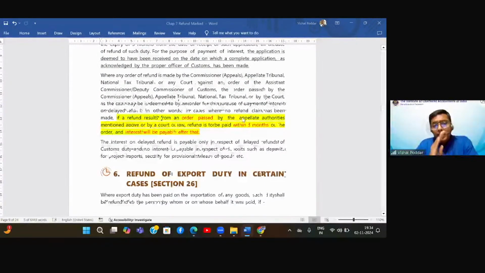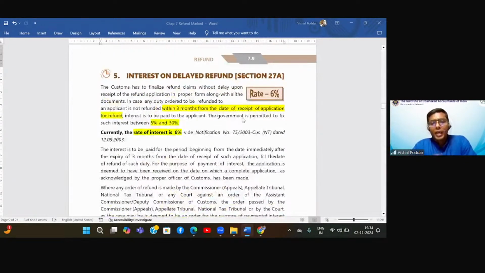Fine, students. With this, we complete the procedural part provided in Section 27. Anybody has any doubts? We studied the procedural part, the time limit, and the relevant date, how to count the time limit in special cases. Then we studied the principle of unjust enrichment and the Mafatlal Industries case. All these things we discussed in detail. And the last point we discussed was interest on late refunds, which will start after 3 months, and the rate as on date notified is 6% per annum. Any questions, students?